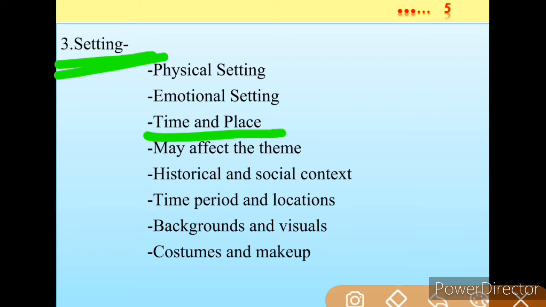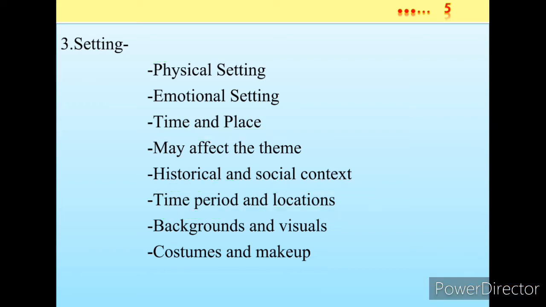So here the context, contemporary context, social context, historical context, the time period and the locations of those happenings, and background, visuals, costumes and makeup. These are very significant elements in terms of setting. Here there are 2 parts to complete setting: emotional setting and physical setting.